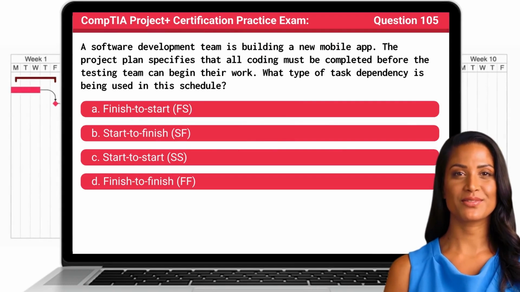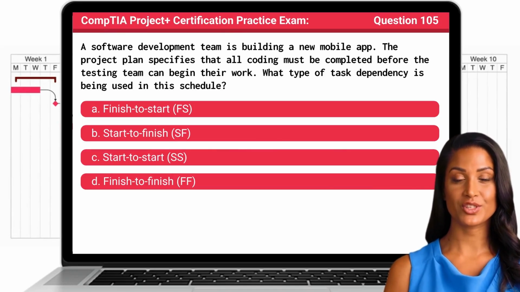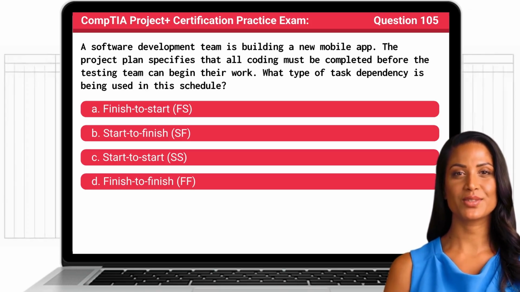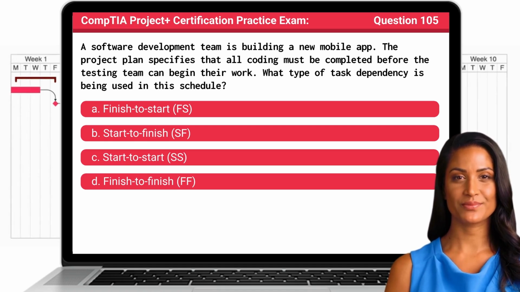Question 105. A software development team is building a new mobile app. The project plan specifies that all coding must be completed before the testing team can begin their work. What type of task dependency is being used in this schedule?